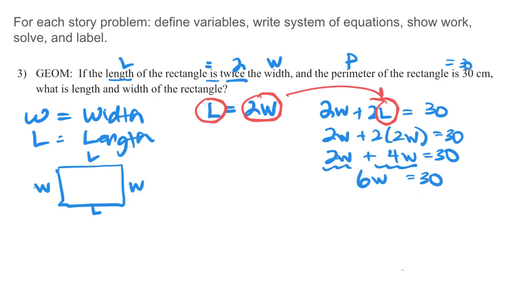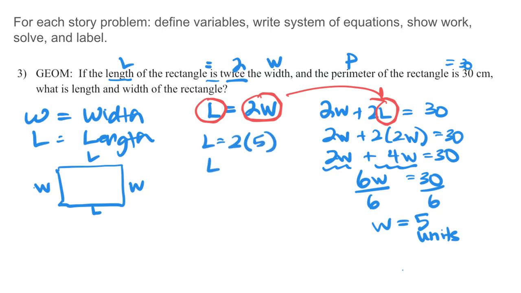We have 6 times w, divide by 6, and we end up with w equals 5. Do we have units here? We don't, so I'm just going to write units since it doesn't say centimeters or inches or something. And we can go back over to our length being twice the width, and we know the width is 5. So 2 times 5 is 10, and we're going to use units again. And those are our two answers.